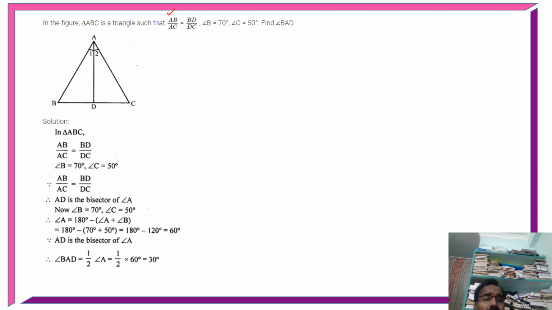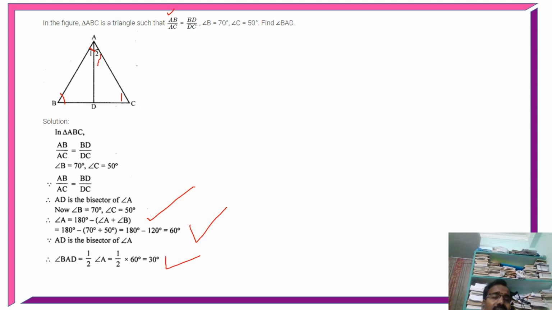As we know, angle B is given as 70 degrees, angle C is 50 degrees. Automatically angle A will become 60 degrees by the angle sum property. After that, AD by AC is given, so we need to find angle BAD. As we know, by the angle bisector theorem, when a line divides the remaining two sides in the same ratio of the third side, AB by AC equals BD by DC, it divides the third side equally. By using the angle sum property, we got angle A as 60 degrees. So by the converse of the angle bisector theorem, angle BAD is half of 60, that is 30 degrees.